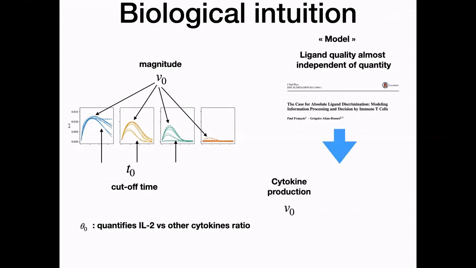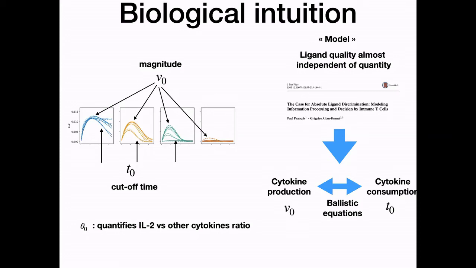Once you have ligand quality, we know from our analysis that ligand quality influences, in a very predictive way, both cytokine production and the cutoff time of cytokine production. Those are the two parameters V0 and T0. What is interesting is that those two parameters are essentially proportional to one another. Then the dynamics itself is given by a very simple ballistic phenomenological equation. So we have a complete description of the system, and we can understand the cytokine dynamics very well. The model is on the right. It's quite simple, but not trivial, and it was derived from our machine learning inspired approach.